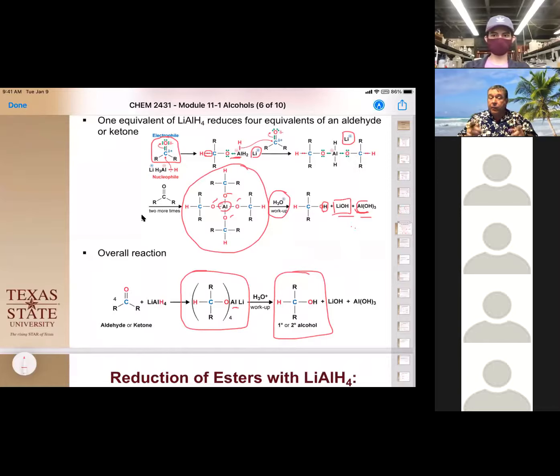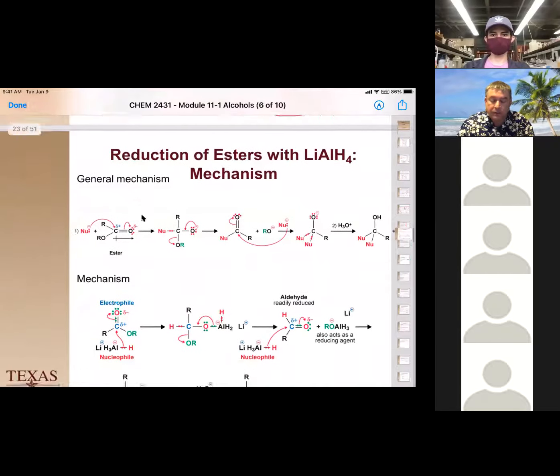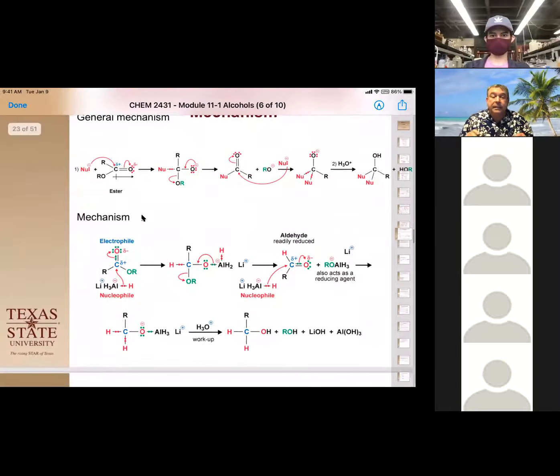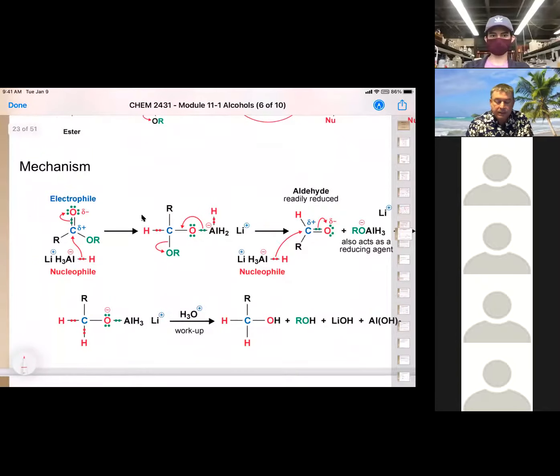Now, it is more reactive, so it does react with carboxylic acids and esters. So let's look at that mechanism because it's a little different. Okay, the first step is the same, where we have the attack by the nucleophile to give us our intermediate. Our nucleophile in this case is the hydride, and I'm going to blow up the bottom mechanism here. To give us our intermediate state here, we have our alkoxide bound to our aluminum just like before.